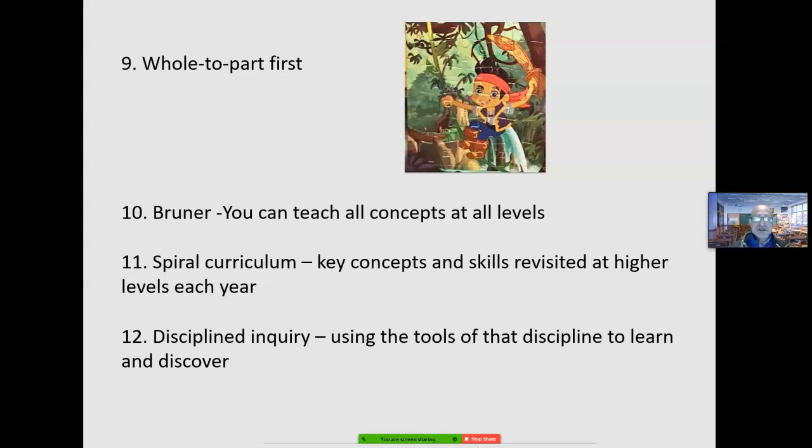Now, Bruner said you can teach all concepts at all levels. Absolutely. If you break it down into its most basic components. When teaching first grade, I would teach geology. I wouldn't teach igneous intrusive rocks, but I'd have my students out there looking at rocks, putting them in groups. You can teach all concepts at all levels if you break it down into its most basic component.